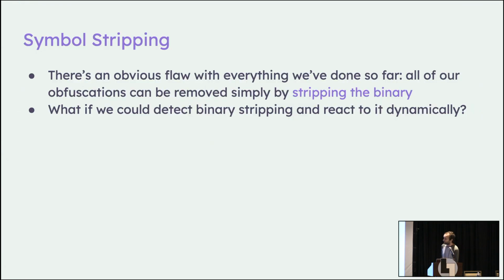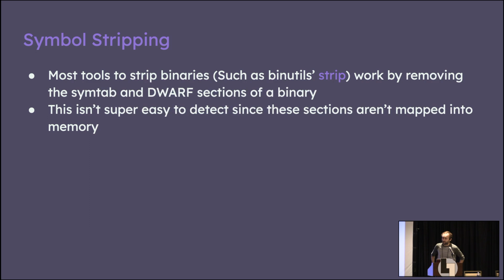Okay, so let's talk a little bit about symbol stripping. The very obvious flaw with everything we've talked about here is that this all relies on these fake symbols we've put in place being there. All you really have to do is strip the binary and everything goes away and you have no problems anymore. So to deal with that, let's talk about if we could detect binary stripping and react to it dynamically. So what does it actually mean to strip a binary?